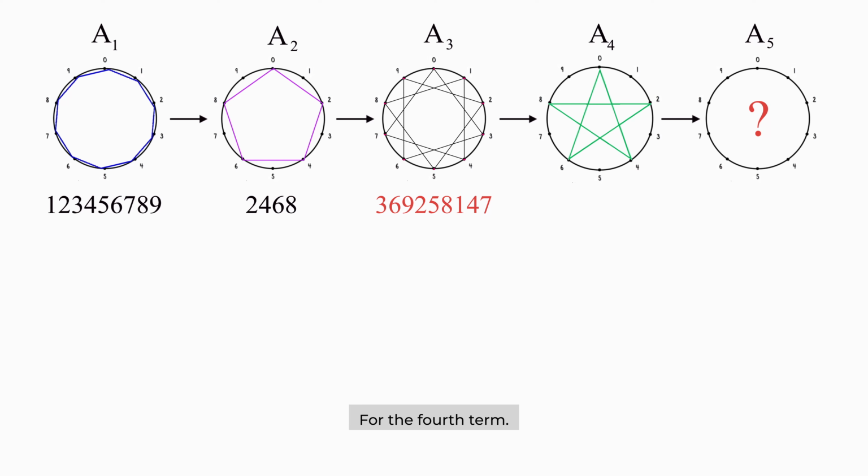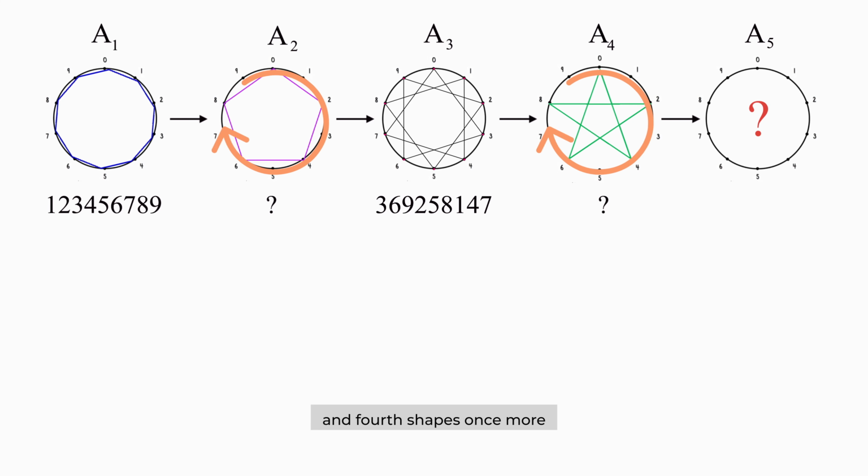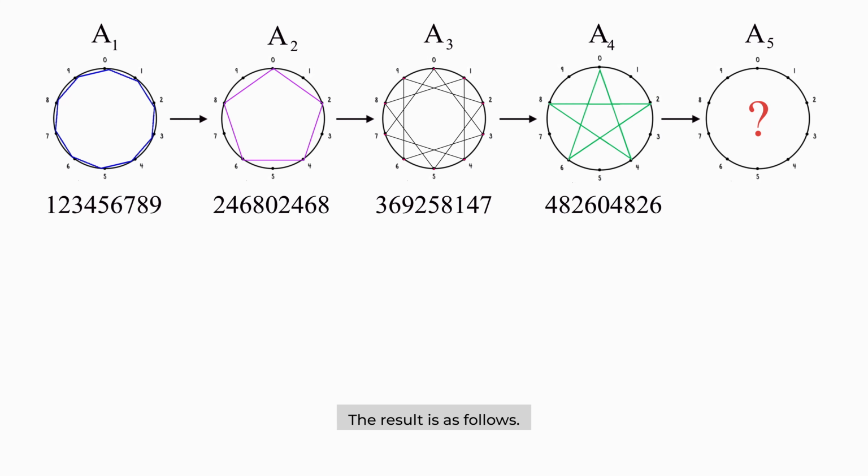For the third term, for the fourth term, to match the number of terms, we draw the second and fourth shapes once more and write down those numbers. The result is as follows. Each term consists of 9 numbers. Do you see any pattern?